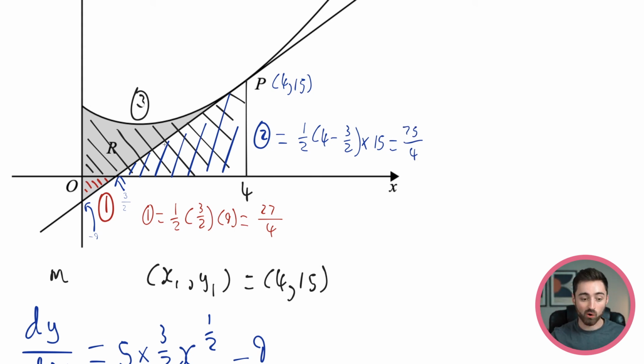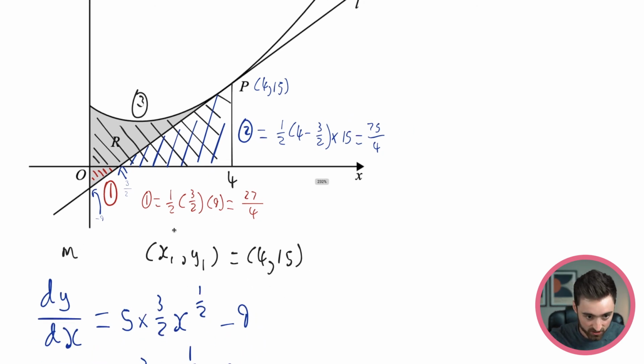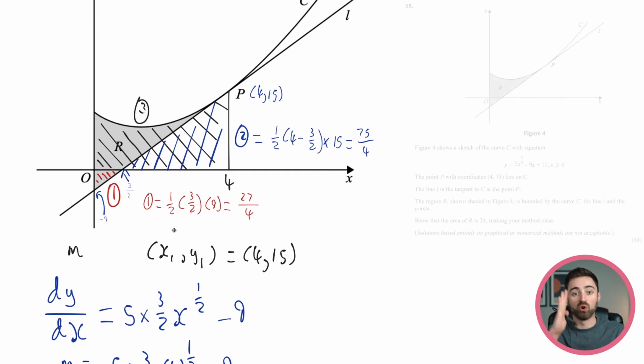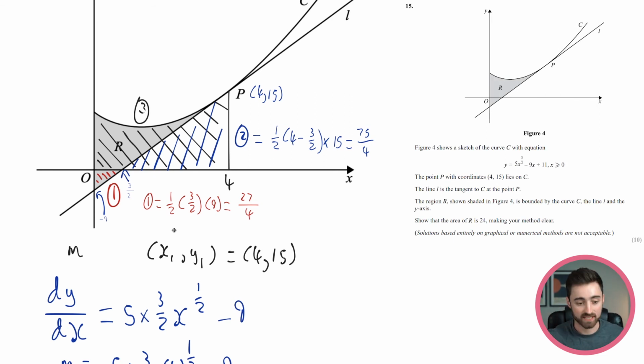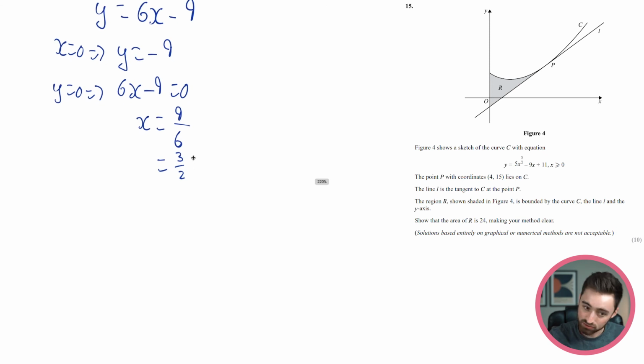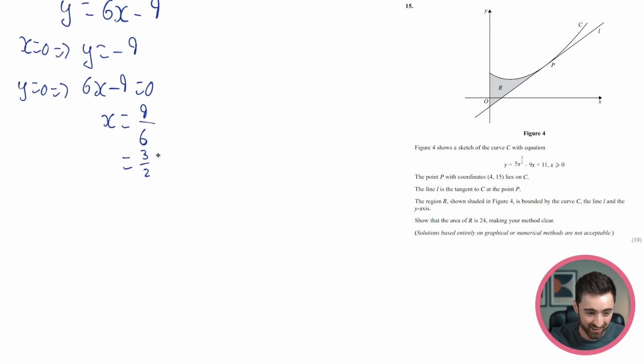So I've got 2, I've got 1, park them to the side. The last thing I need is 3, isn't it? This black area. So that is going to be the integral. It's going to be the area under the curve. So it's going to be the integral of C between 0 and 4, between these two bounds here. So that's probably going to be the meat here. Let's get cracking on that one.